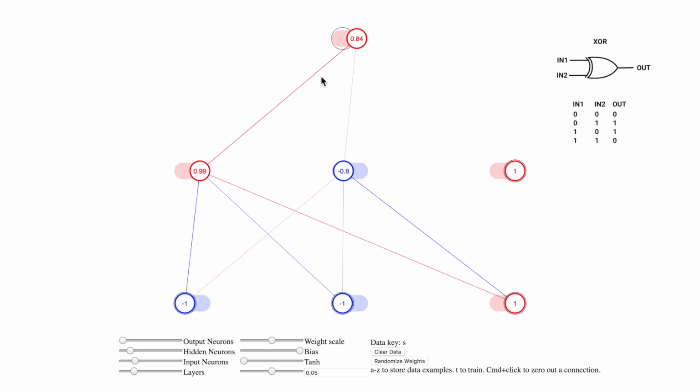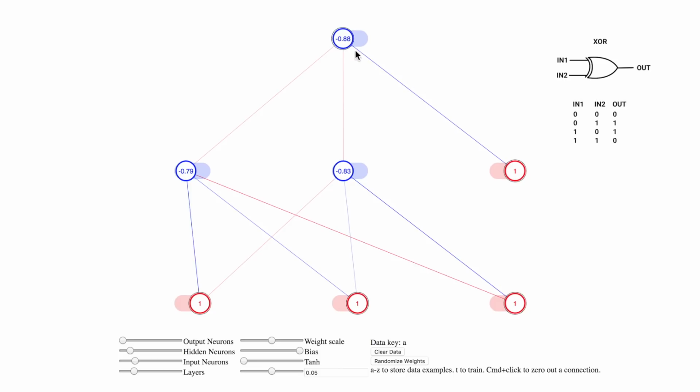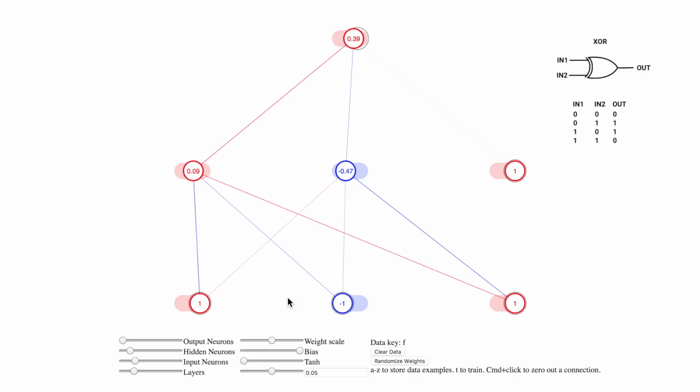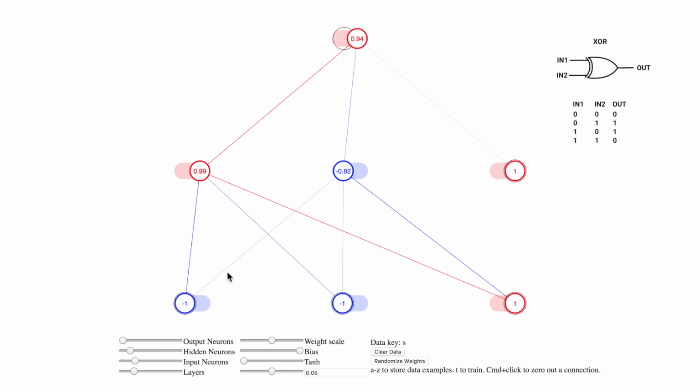But we can do it by hand. We can kind of guide and shape the network by hand. So for 0, 0, we want a 0. For 1, 1, we want a 0. For 1, 0, we want a 1. And for 0, 1, we want a 1. So it's looking good. Oh, but see, we destroyed it for -1, -1.